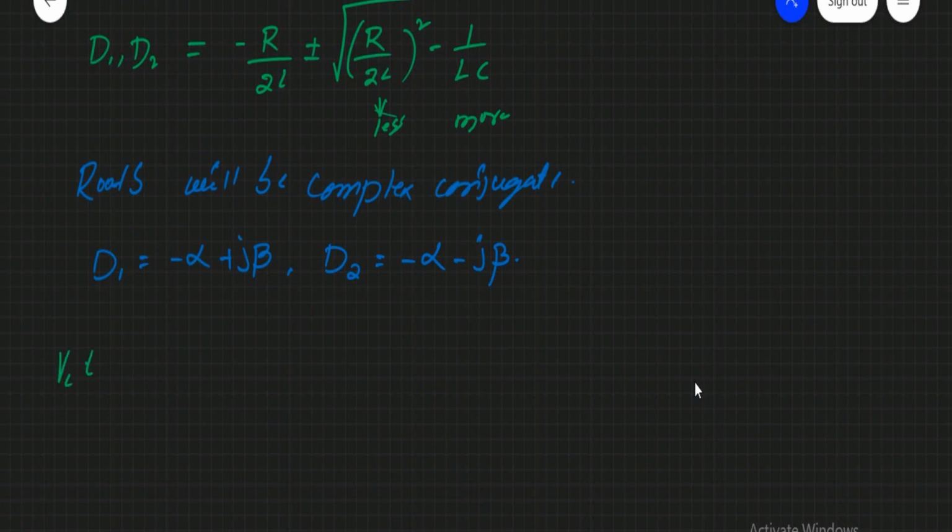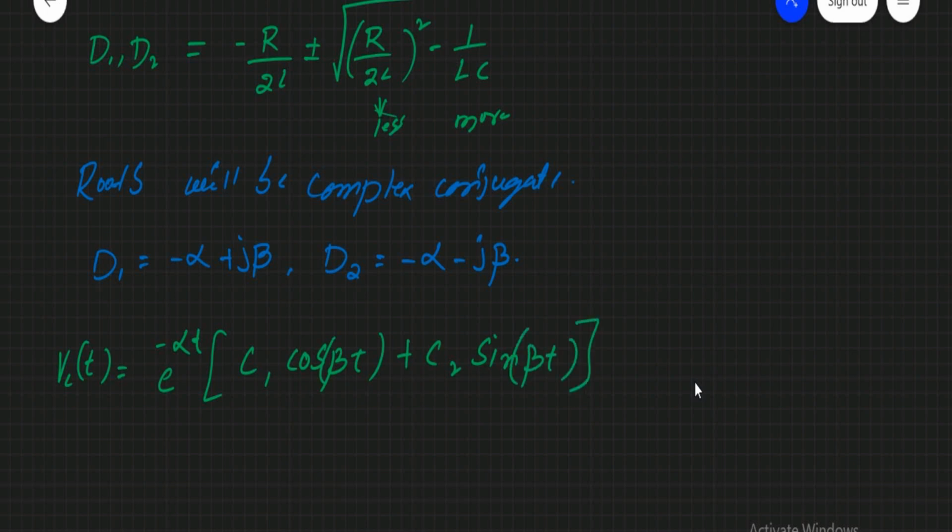Vc of t is equal to e power minus alpha t (C1 cos beta t plus C2 sin beta t). So this is your response. In this case the response obtained is called underdamped response.